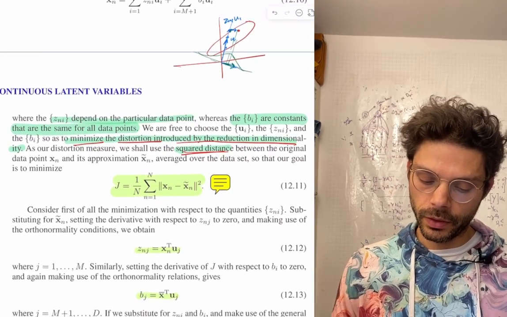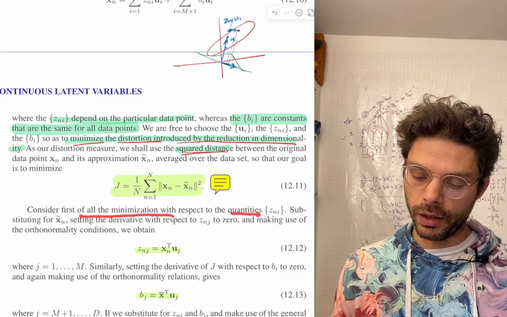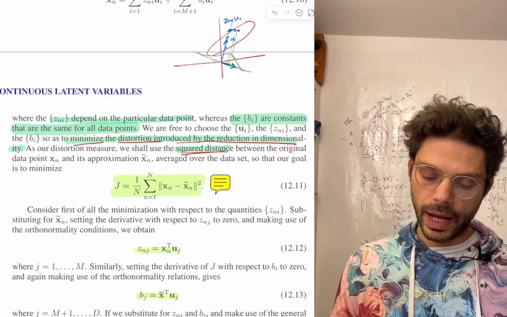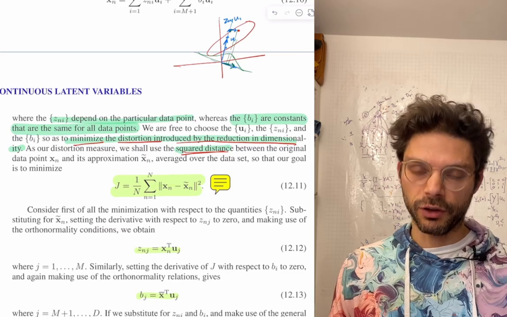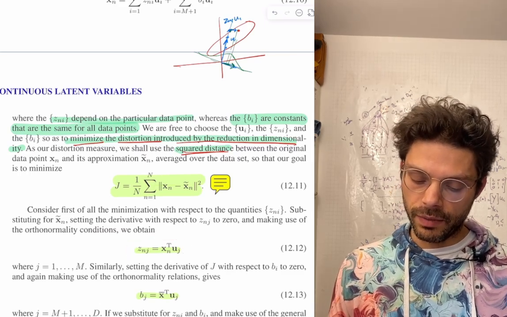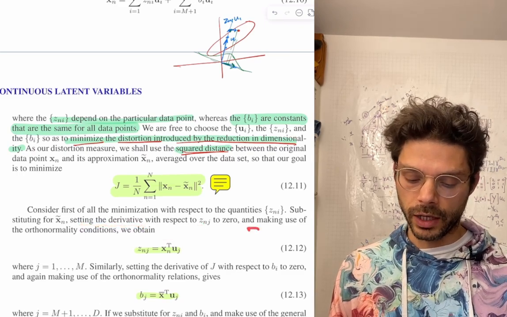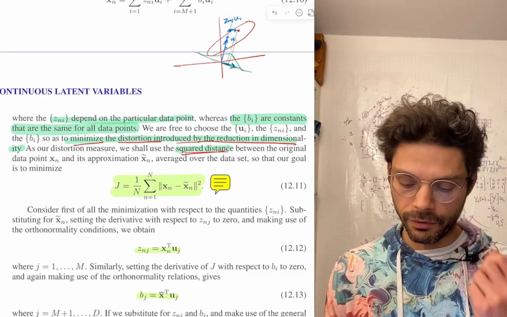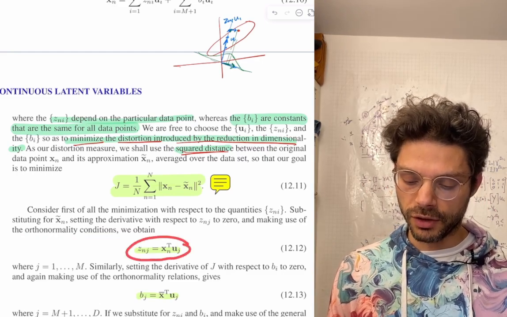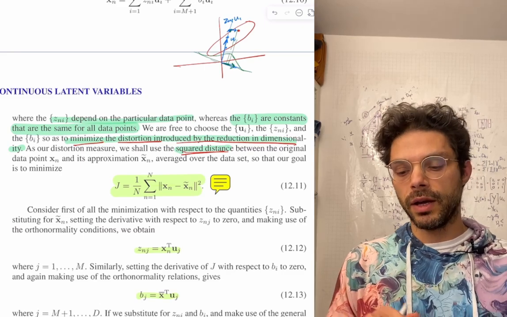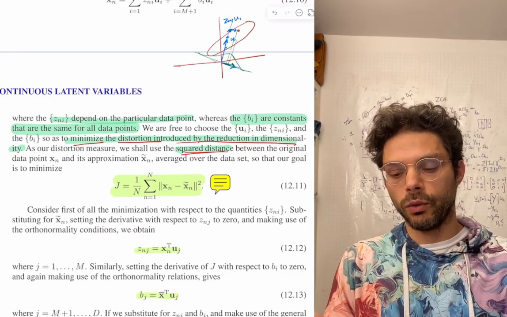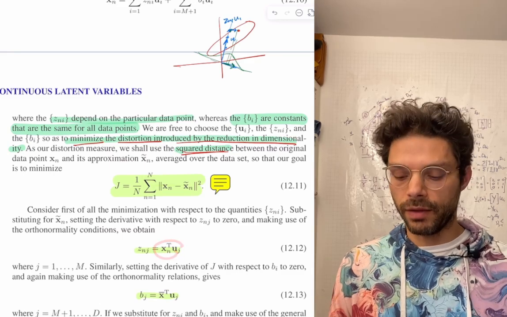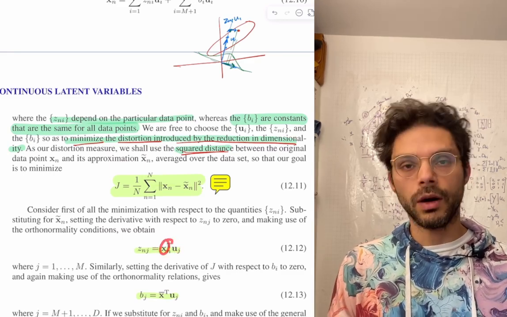Okay. So now consider, first of all, the minimization with respect to the quantity z_n, so these are the coefficients. For a given set of u_i, we don't know what the good u_i's are, but if we did, how would we figure them out? This is a good exercise for you to go and figure out. Setting the derivative with respect to z_nj to 0 and making use of the orthonormality conditions, we get this. You can grind it out algebraically to figure out what the answer is, but you should also just think of it geometrically, right? If you have some point and you want to project it onto a space for which you have orthonormal coordinates, then the coefficient is just going to be the projection of your data point onto each one of those coordinates.